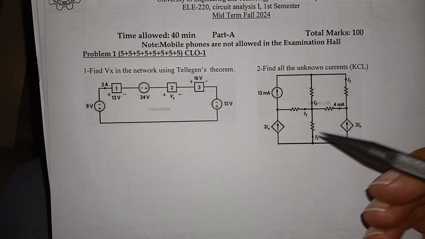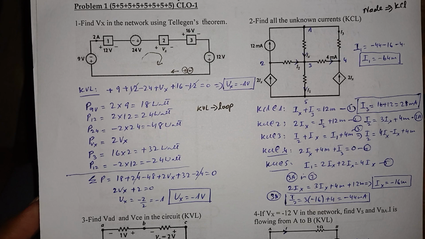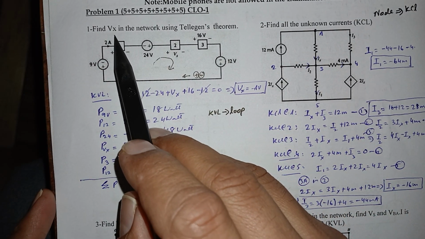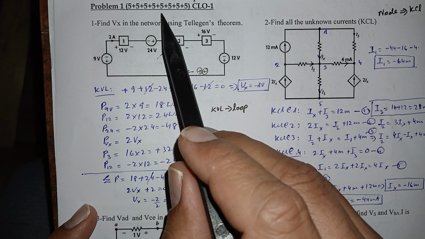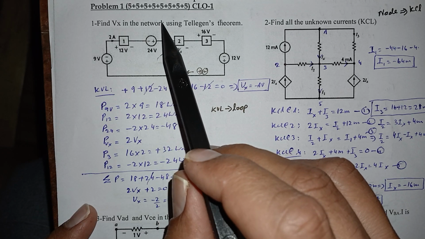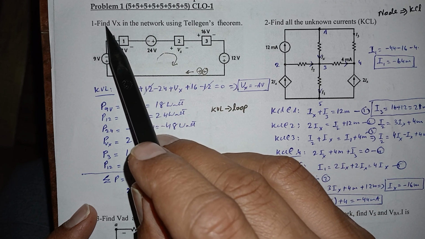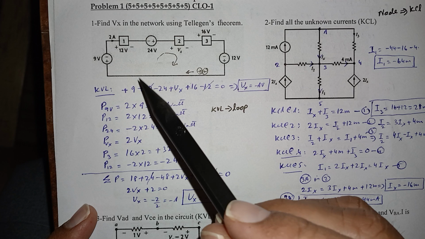Let us discuss the exam solution. I'll discuss them one by one. So in problem 1, these are actually short questions. You have to just apply a simple strategy and then find the solution. Problem 1 is to find Vx in the network using Tellegen's theorem.